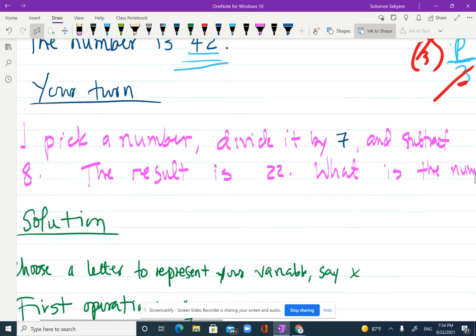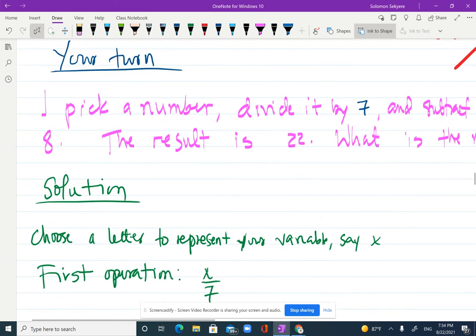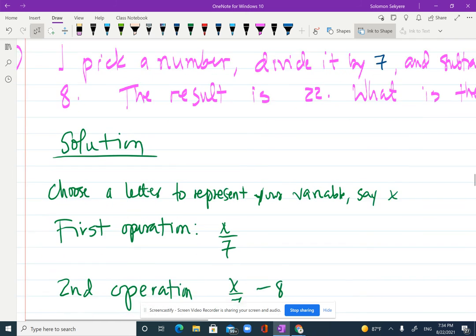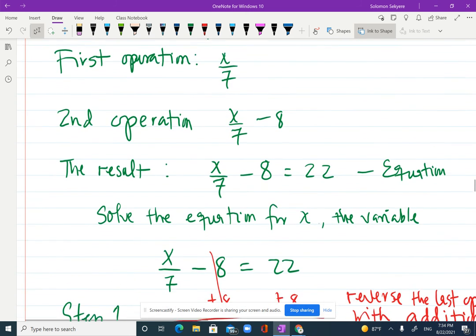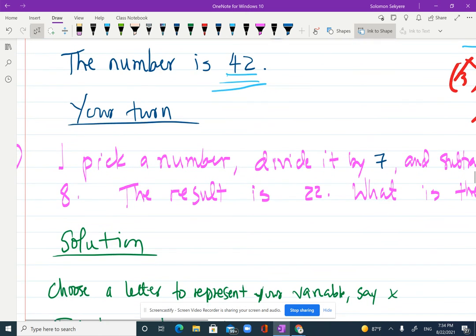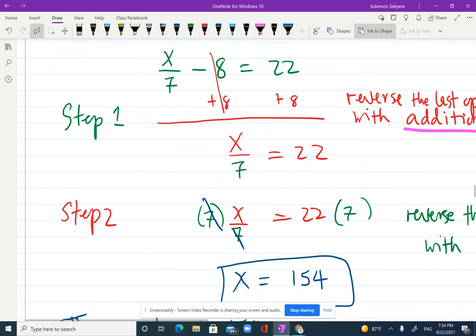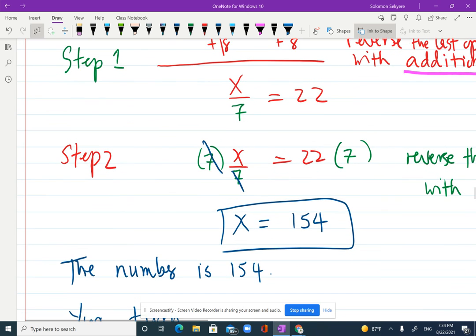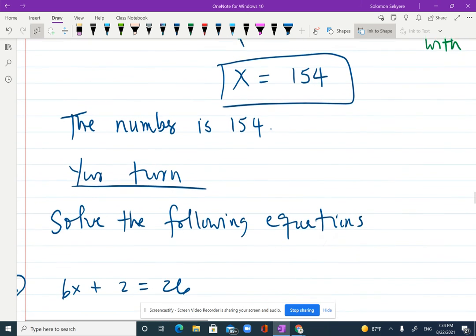Okay, your turn. I pick a number, divide it by 7 and subtract 8. The result is 22. What is the number? Okay, follow the same steps. Watch the video, try it first, and then come and find your answer. All right? Okay, so here we go.